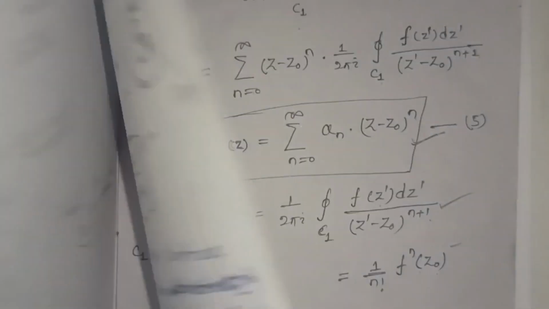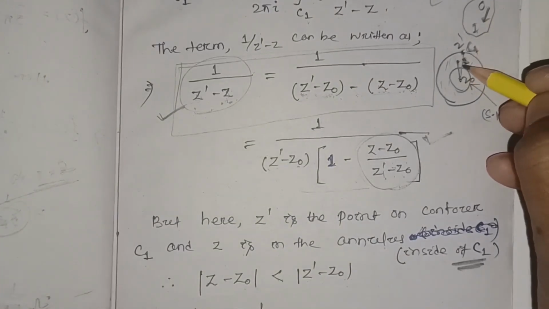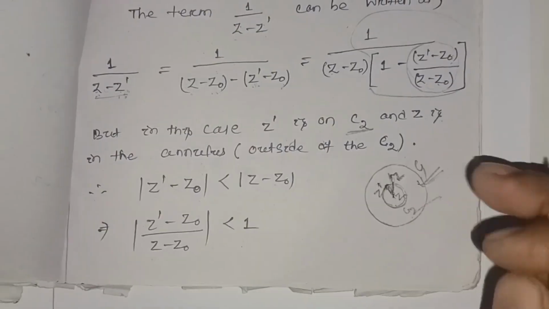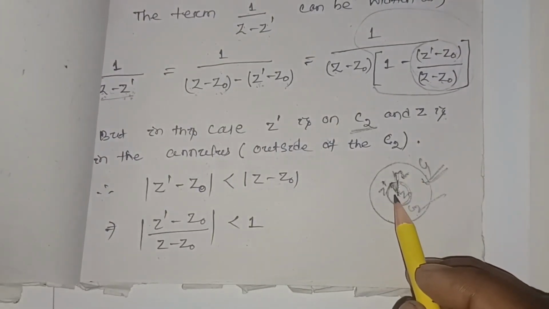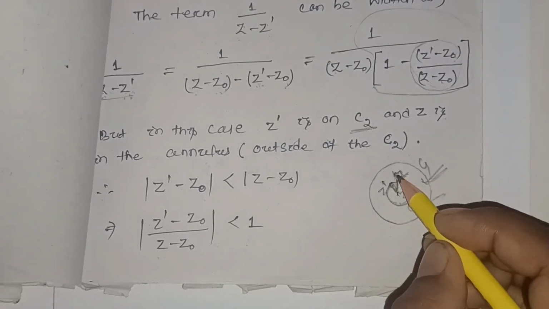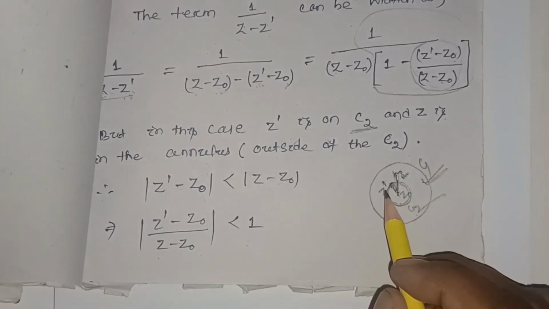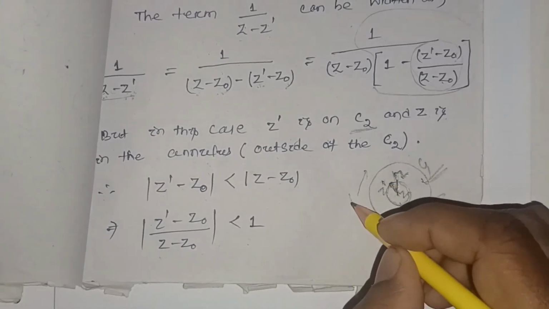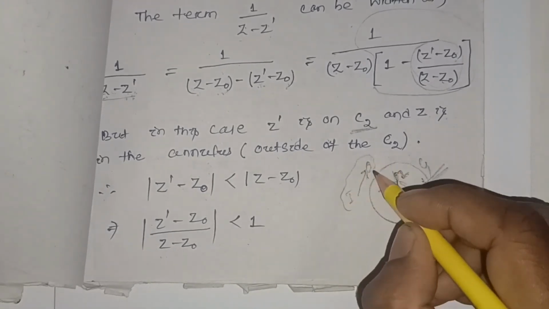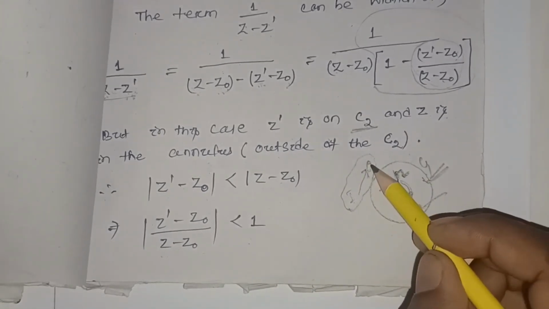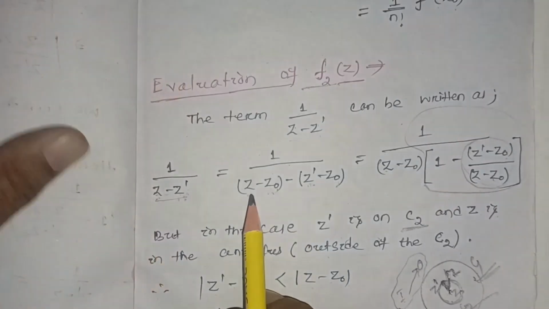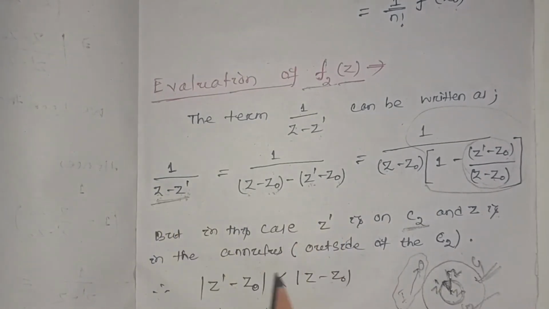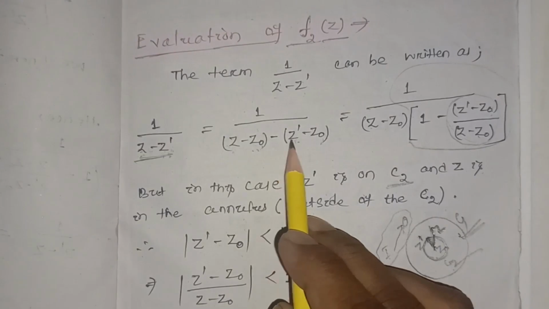For the f1 case we are moving z' to z, meaning out to in. Carefully watch this one, this is out to in, and for this case it will be in to out. z' is inside, and z, which is in the annulus, is outside with respect to this z'. So if you are going to move z' to z, that means it is the in to out case. So whenever you are going to move in to out, you have to use this one, z minus z0 minus z' minus z0. Remember, this is always most important.